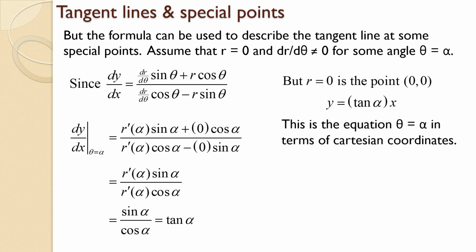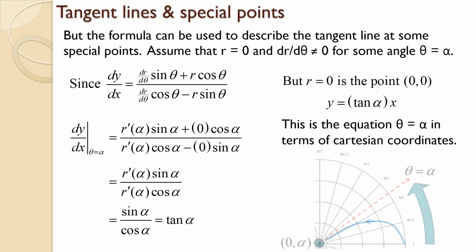But if you convert this back into polar form, that's actually theta equals alpha in terms of just Cartesian coordinates. So y equals the tangent of alpha times x is the Cartesian coordinate form of the polar equation theta equals alpha. That means then that if you plot the point 0, alpha and you draw on the line theta equals alpha, then as your angle increases, your graph will use the line theta equals alpha as the tangent line to the point as you get near the pole.